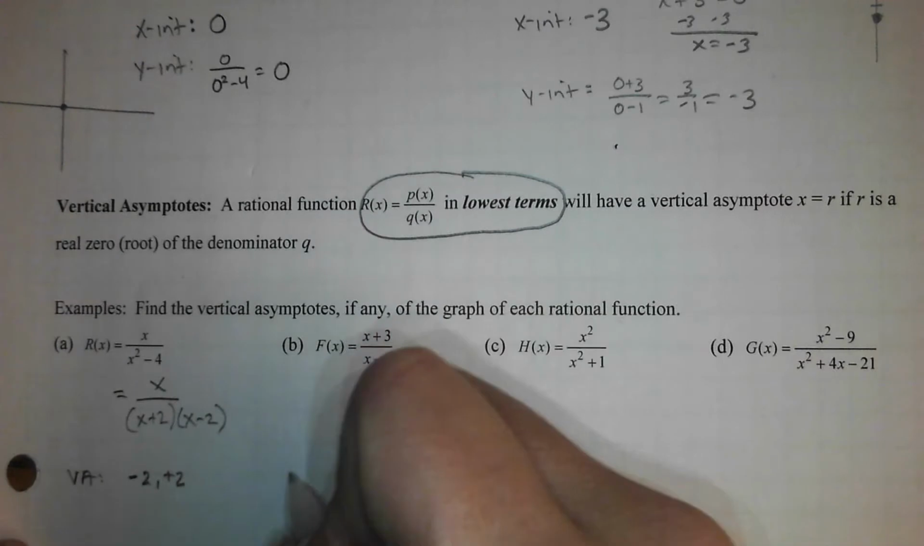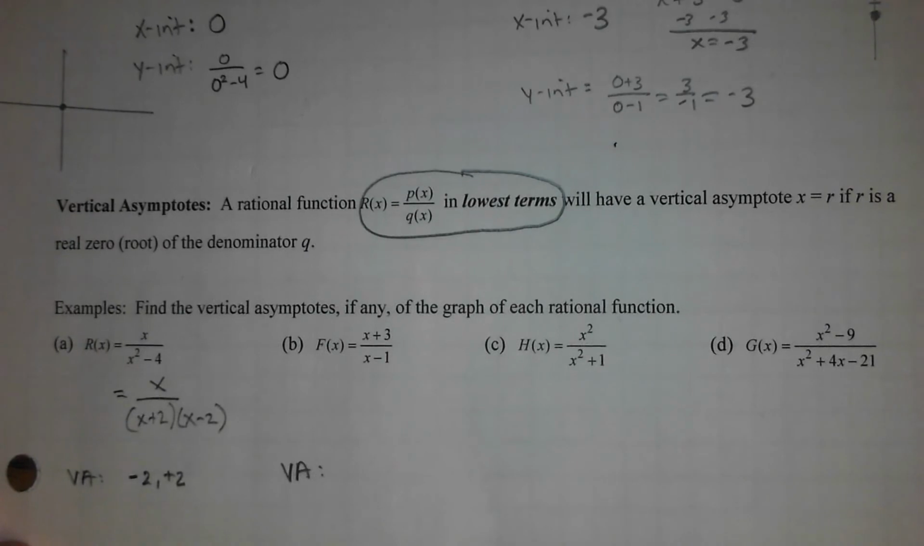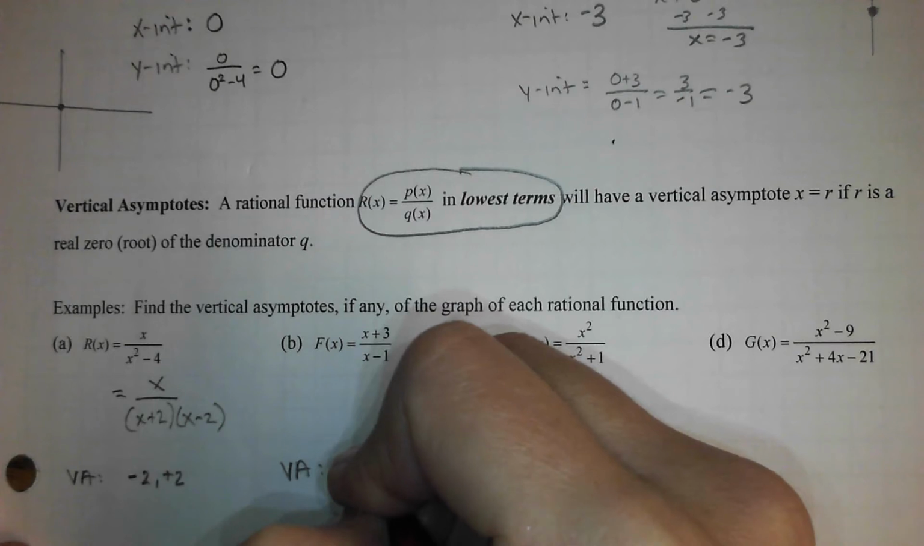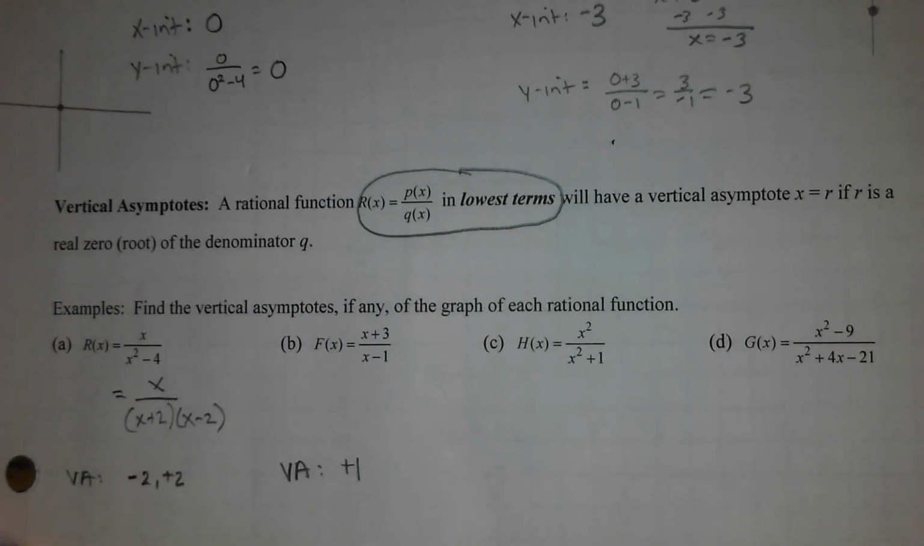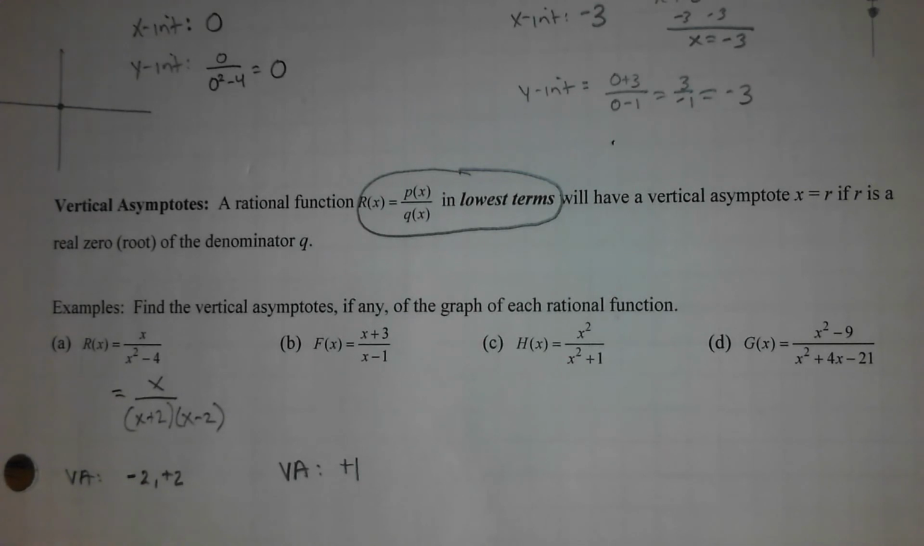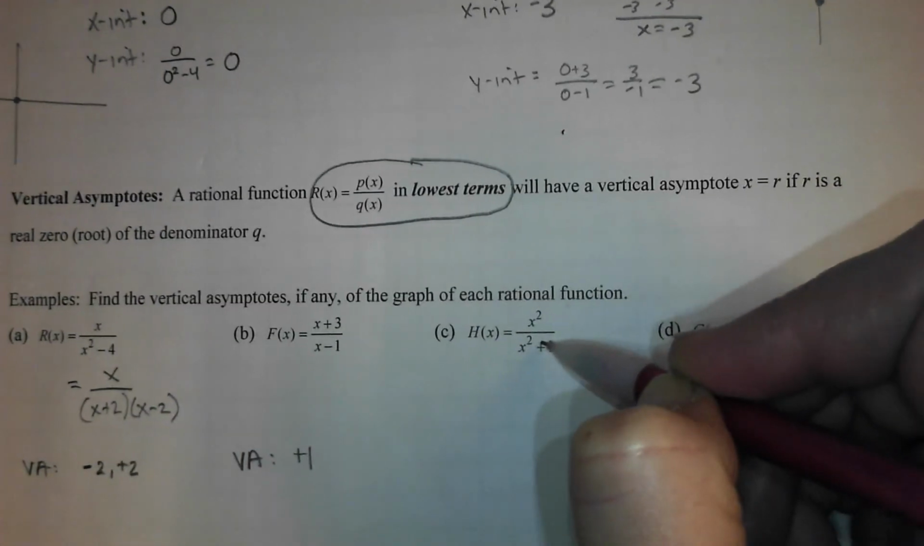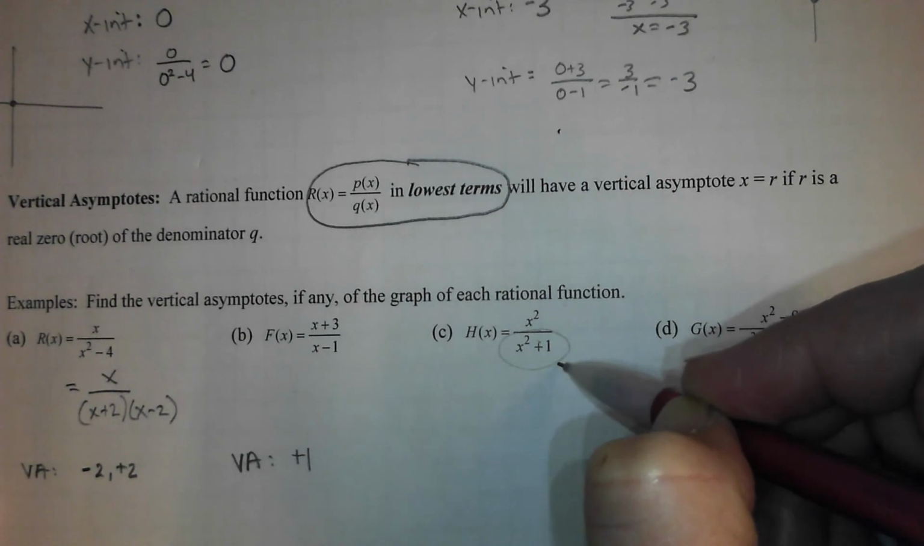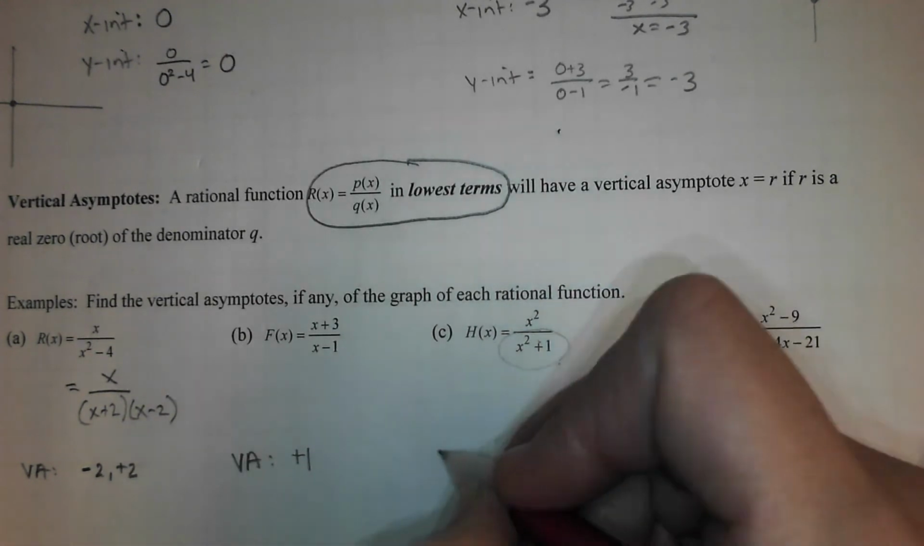Mike, where do you think your vertical asymptotes are for B? Not the -3. -3 is coming from your numerator. So -3 is a root. It's an x-intercept, whatever you want to call it. The vertical asymptote is just from the denominator. Just the one, yeah. C doesn't have any, because this will never equal 0.